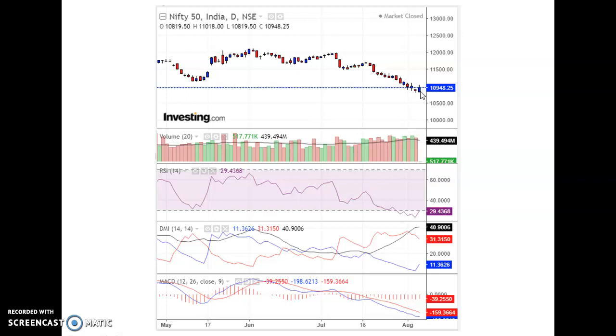while the Nifty 50 rallied 85.70 points to 10,948.3, forming a strong bullish candlestick which resembles a bullish engulfing pattern on the daily chart after the hammer pattern formed in the previous session. This is the hammer pattern formed in the previous session, on August 5th.